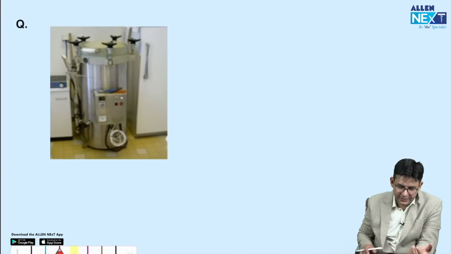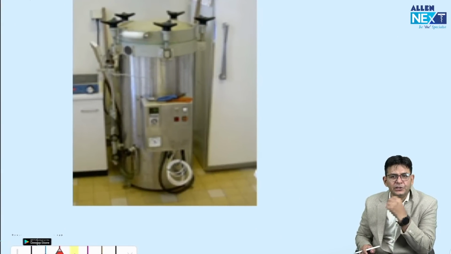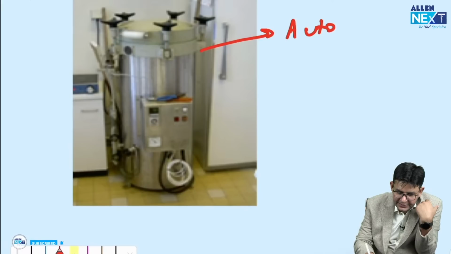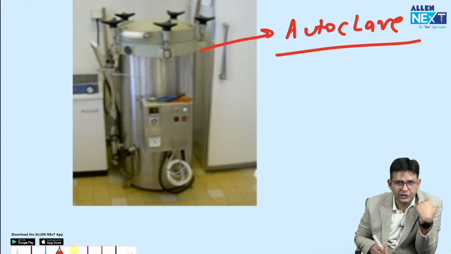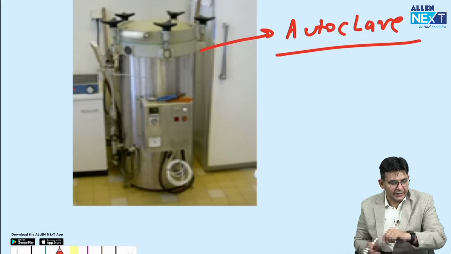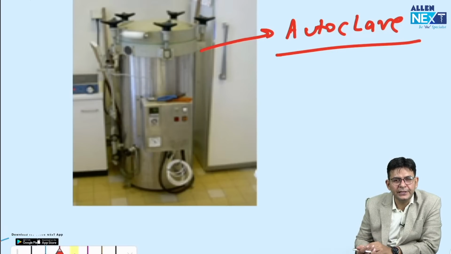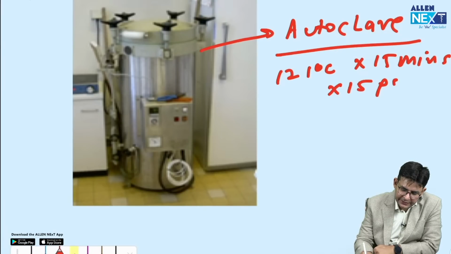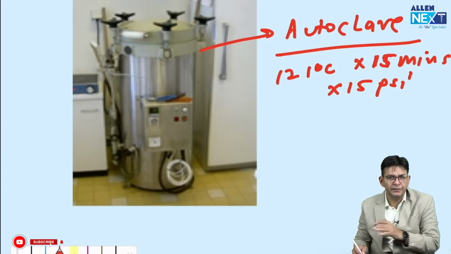Good. What is this, guys? This picture is regarding the autoclave. An autoclave is which sterilization? It is moist heat sterilization, and more than how much? More than 100. 121 for 15 minutes at a pressure of 15 psi. This is regarding the autoclave. 121, 15 minutes, 15 psi.